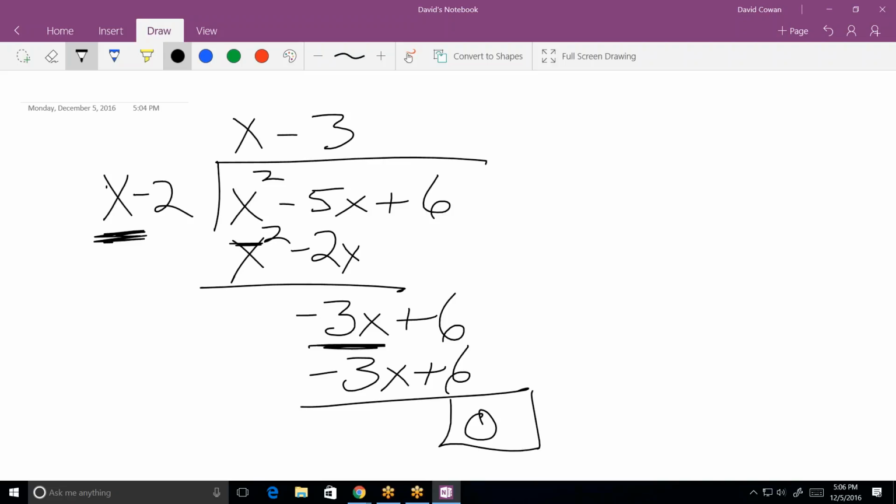And the fact that you get a 0 remainder means that that is a factor of the quadratic. If I got a remainder of 1, it would mean that x minus 2 was not a factor of this quadratic. There's something called the zero remainder theorem, which says that if a linear factor is a factor of a polynomial, then when you divide it, it has to produce a 0 remainder. Anything other than that, you don't have that.